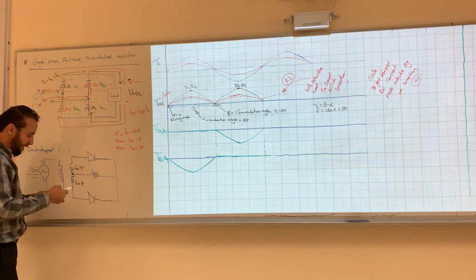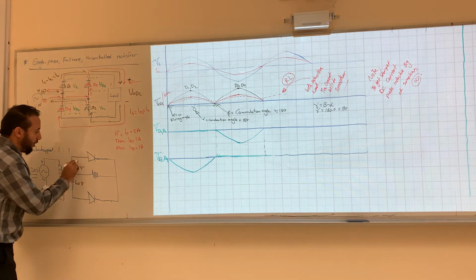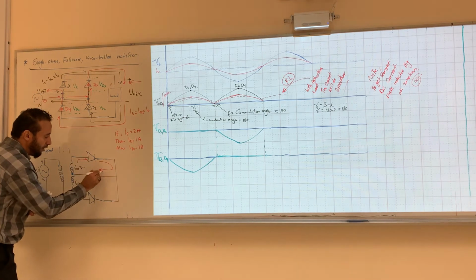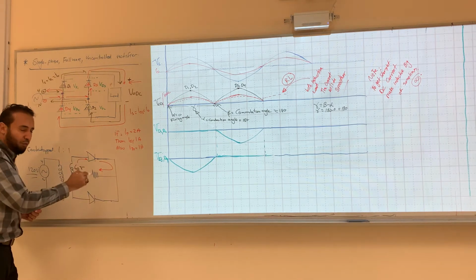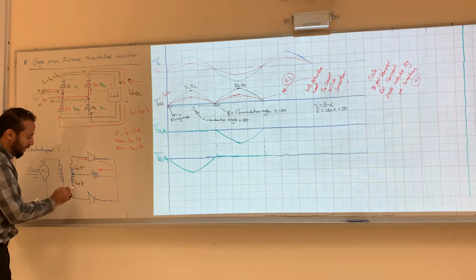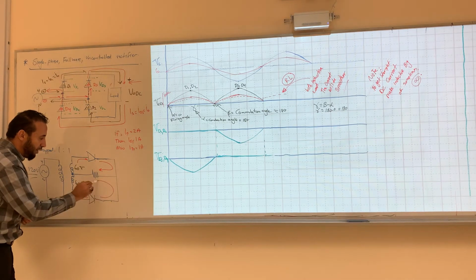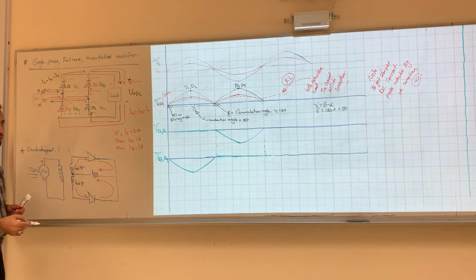So what will happen then? The current will flow through here. It cannot go there, because the current cannot flow there. That will give you one pulse, and same thing with this. It will go through here, and it will give you the other half pulse. So that's the center tab.